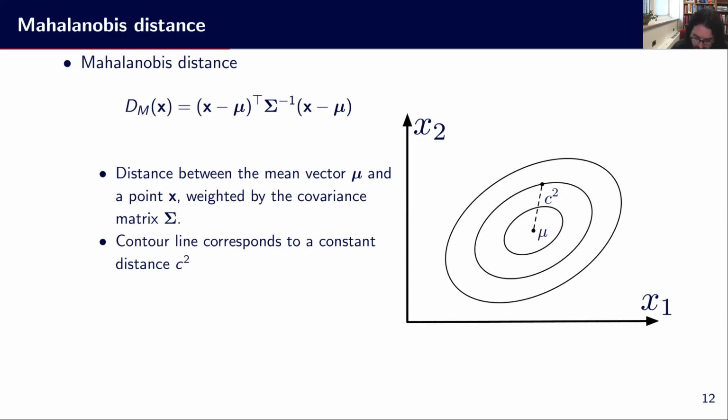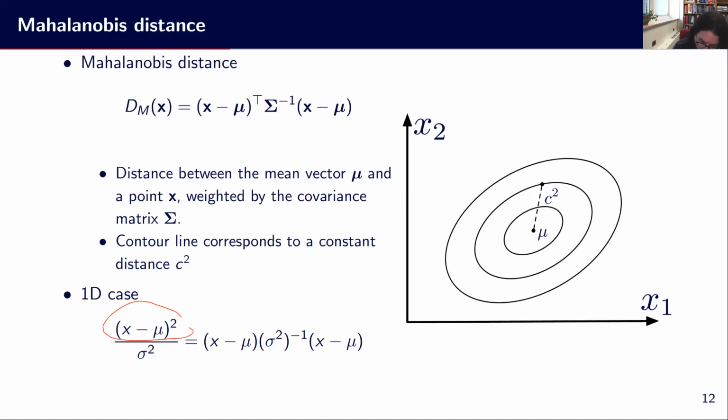So the contour lines correspond to a constant distance c squared. In 1D, the Mahalanobis distance can be simplified as this. Basically, it's x minus mu, so the x value minus the mean value, squared, divided by sigma squared, which, when formulated differently, is equivalent to that, and you can see that the correspondence with the vectorial notation is direct.